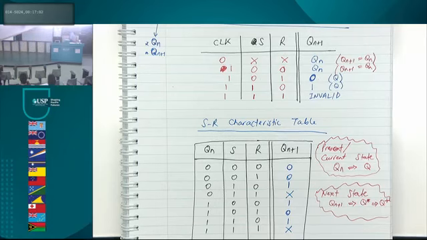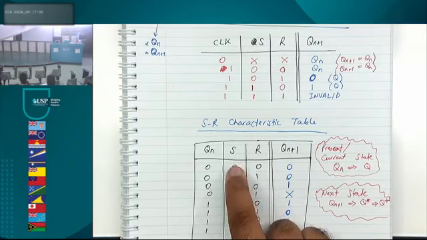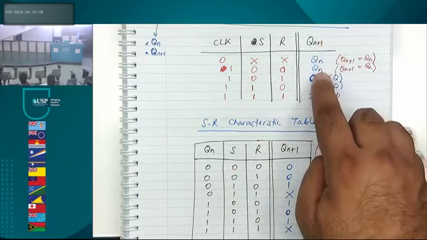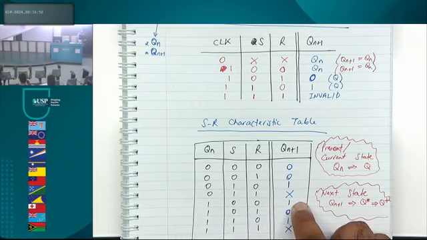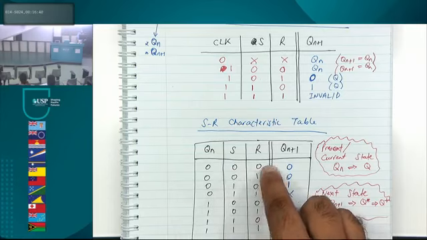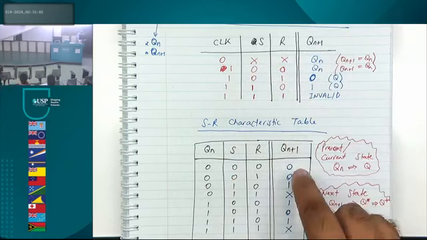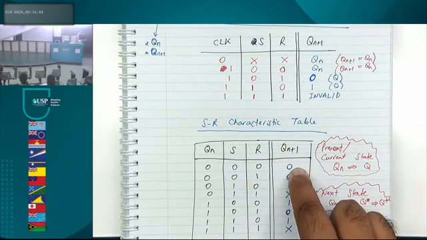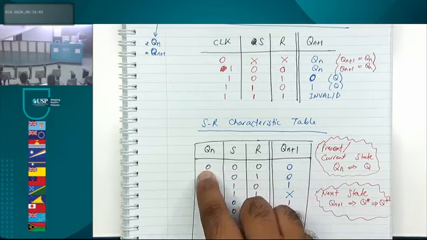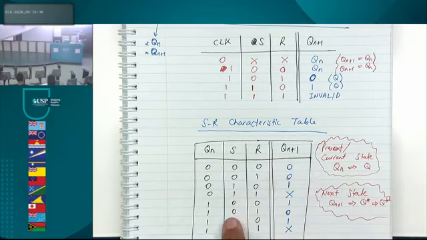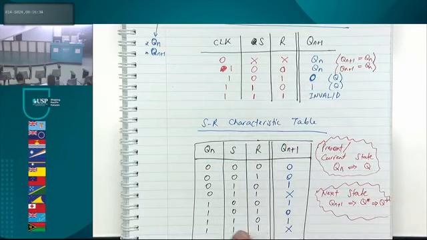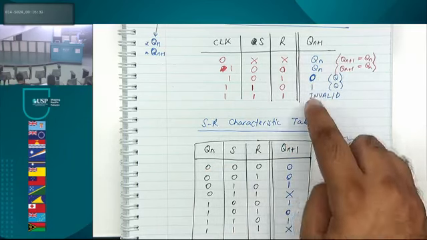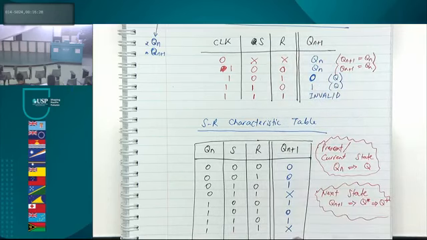Note that we don't use a 1, 1. Now, 0, 0, Qn plus 1 equals Qn. What is Qn? It was 1, so we bring the 1 here. Same thing over here: 0, 0, Qn plus 1 equals Qn, and Qn was 0, so we bring the 0 there. Everything else is fixed. 0, 1 will give a 0. 1, 0 gives 1. 1, 1 is invalid, and invalid is an X.